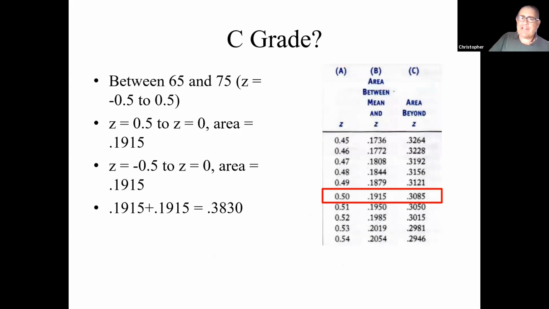So we can actually use those pieces that say the area between the mean and Z, and it'll be the same for 0.5 as it is for negative 0.5. That area is 0.1915. So we've got that on the left-hand side, and we've got it on the right-hand side. So we have those individual pieces. We just need to add up those 2 pieces, and then that's going to tell us what proportion is going to be between those scores that give us a C, and it's 0.383, corresponding to that 38% value that I showed.